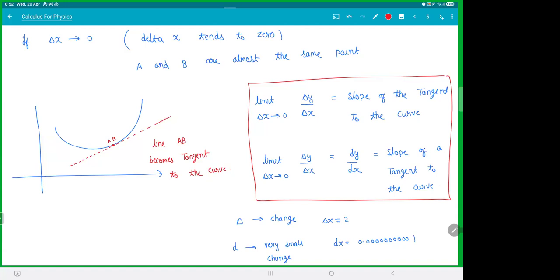How did this thing suddenly become the slope? If you take this angle to be theta, the slope of the tangent is tan theta, which is dy by dx. We will see how to use that later on, but that's the idea there. Any doubts on this page? All clear with this stuff?